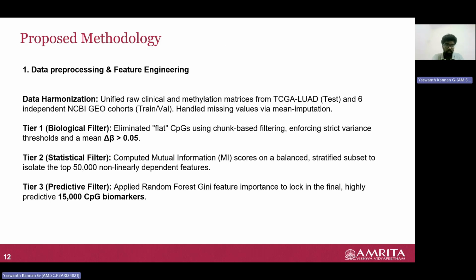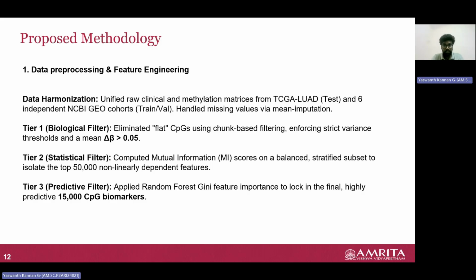So the first step of the methodology is data preprocessing and feature engineering, which is extremely important because DNA methylation data is highly dimensional and contains hundreds of thousands of CpG sites. Using all features directly would lead to high computational cost, overfitting, and reduced model performance. We address this by designing a three-tier feature extraction and selection strategy, where each tier filters the data from a different perspective.